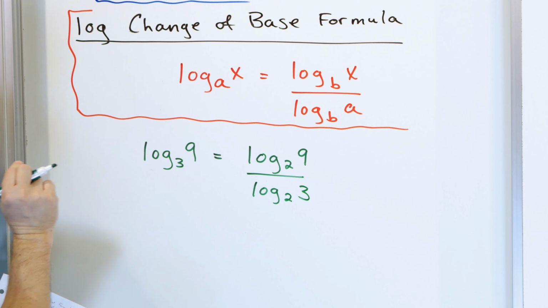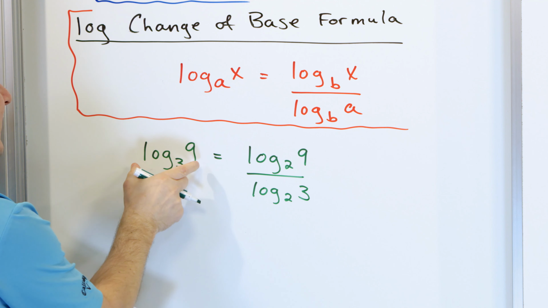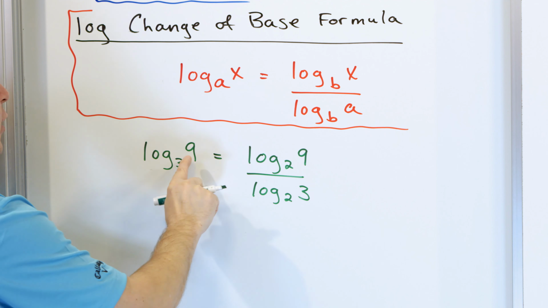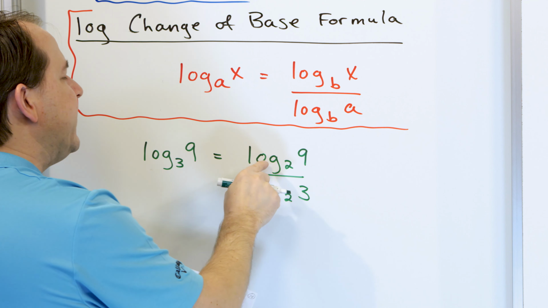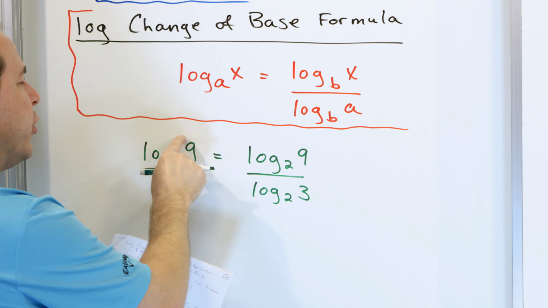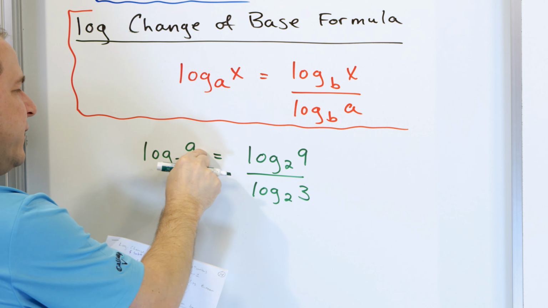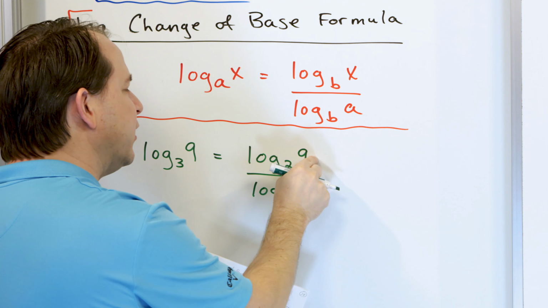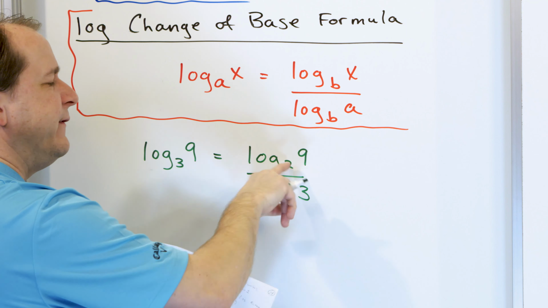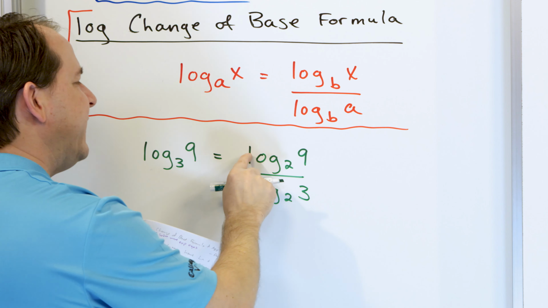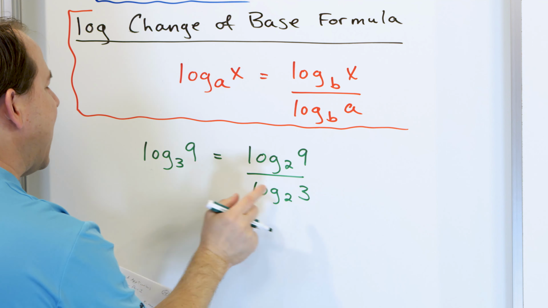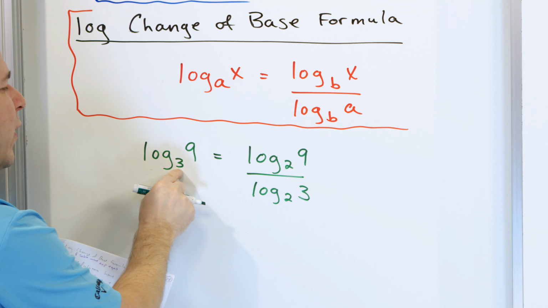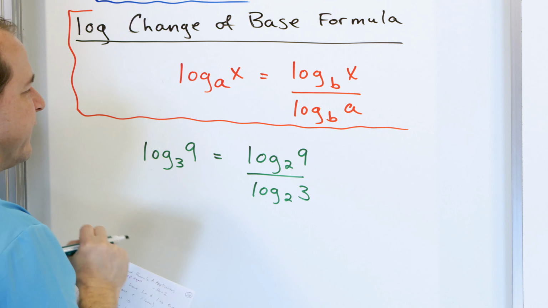I want to let that sink in for a second. What it's saying is I'm trying to take the base 3 log of the number 9. I can instead change that to the logarithm of the number 9. What originally you're taking the log of over here, you're taking the log of over here. I want to make it base 2 for whatever reason. So I have to take the base 2 logarithm of 9, but then I have to divide it by the base 2 log of what the original base is. See, the base is 3 right here.